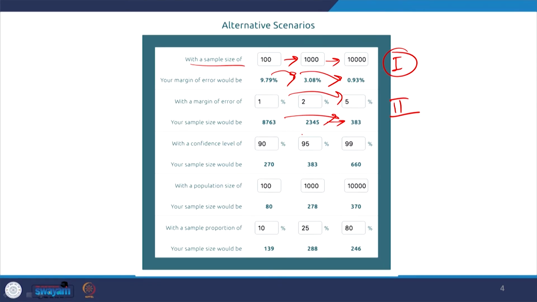In the third case, we are referring to the confidence level. The confidence level matters in how confidently we deal with both the direction and the sample size.